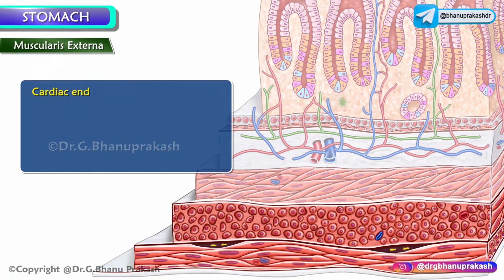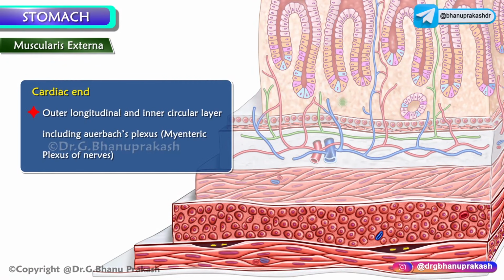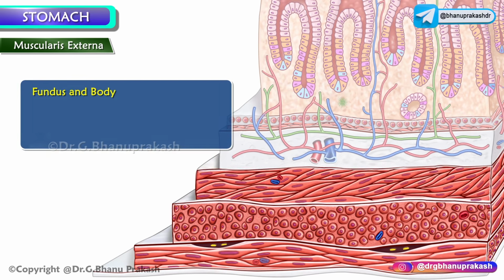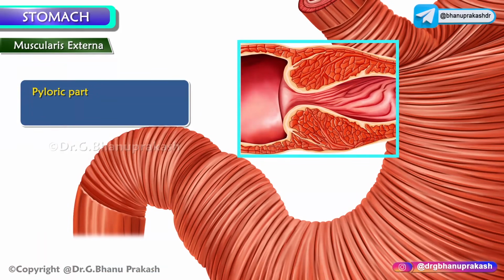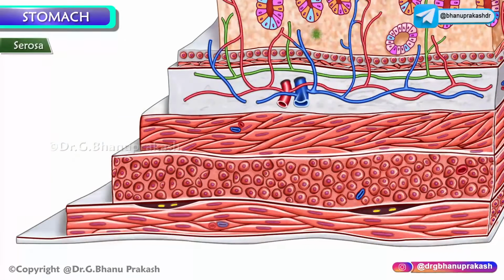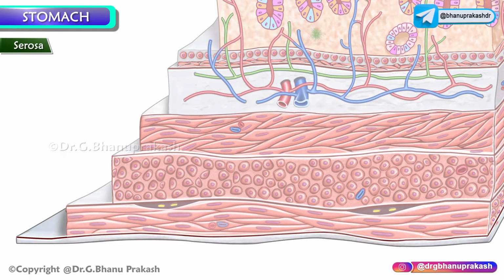At the cardiac end, it contains an outer longitudinal and inner circular layer, including Auerbach's plexus, also called the myenteric plexus of nerves. And the fundus as well as the body of the stomach contain an additional innermost oblique coat of muscle fibers. And the pyloric part mainly contains the pyloric sphincter, which is made up of a thick layer of circular fibers. And next is the serosa of the stomach. It contains a single layer of squamous cells. So this is what you need to know about the histology of the stomach.